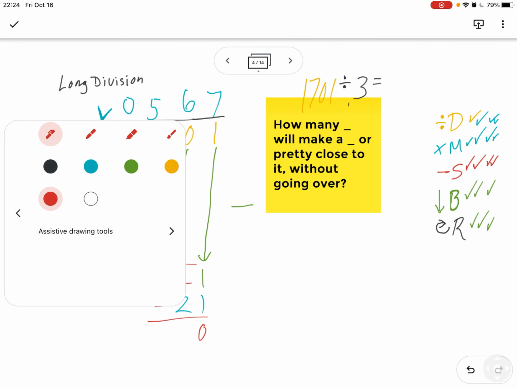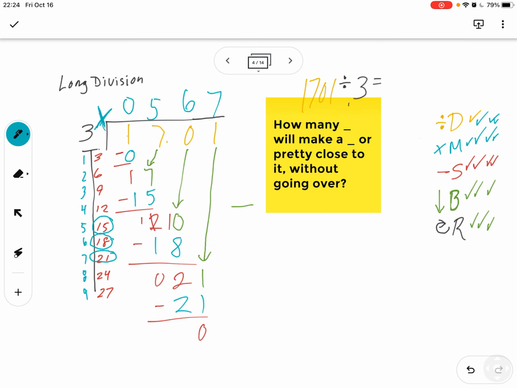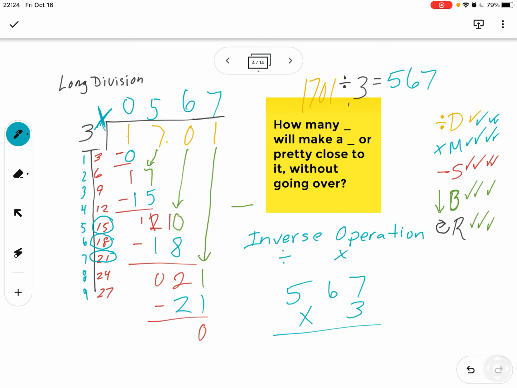So I can then write my answer over here as 567. To check my work, I'm going to use the inverse operation. So my inverse operation of division is multiplication. To check my work, what I'm going to do is multiply my answer, or my quotient, which is 567, and I'm going to multiply that times 3.